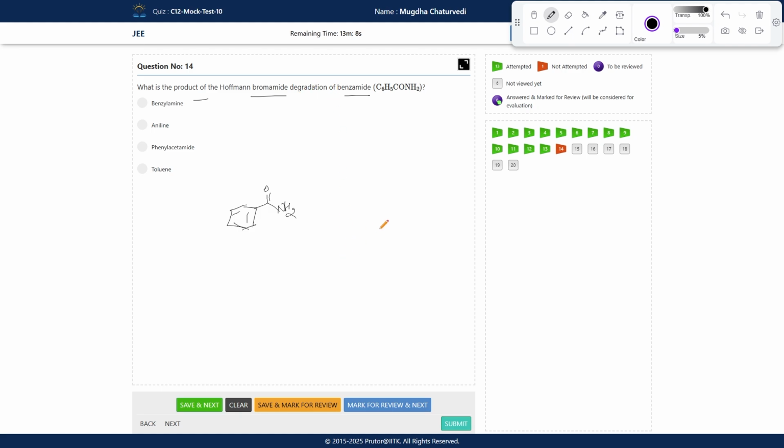If you react it with Br2 plus 4 NaOH, then this gives us aniline, that is NH2, and it gives us Na2CO3 plus 2 NaBr plus 2H2O. Okay, so this is the product in which we get aniline. So the correct answer for this question will be option number B, which is aniline. So this is the product of Hofmann bromamide degradation.